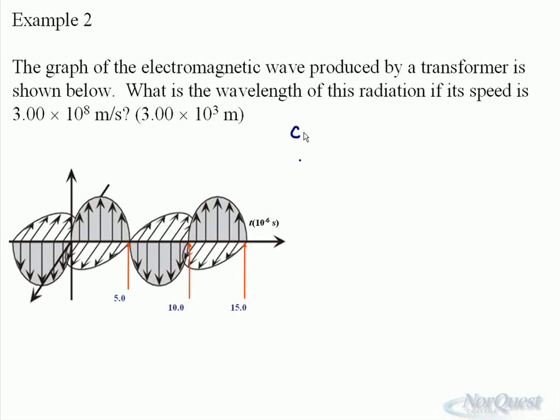Let's look at a second example using these formulas for waves. The graph of an electromagnetic wave produced by a transformer is shown below. What is the wavelength of this radiation if its speed is 3 times 10 to the 8 meters per second? Well, we just finished talking about this in example 1, that this is some form of light. We have the velocity of light on our data sheet.